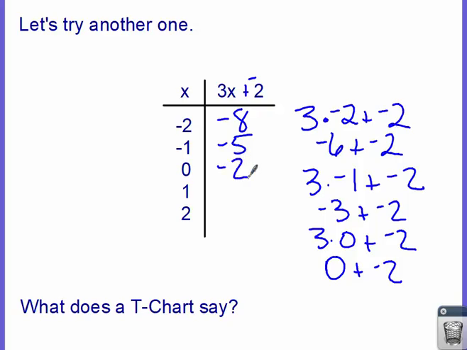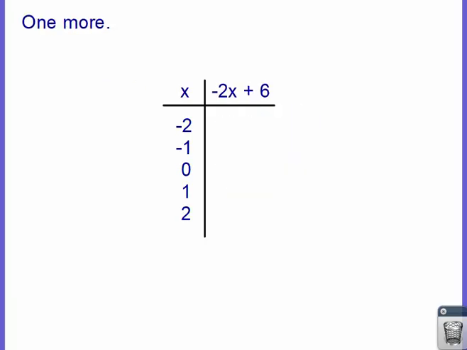Now, once you have evaluated it for 3 x values, you now can determine a pattern, because it does take 3 answers in order to determine a pattern. So here, you'll notice I'm increasing by 3, increasing by 3. So that means to go to the next one, I'm going to increase by 3 to get 1 and 4, just like that. Okay, so let's see if you can do one on your own. Pause the video and answer this one on your own.